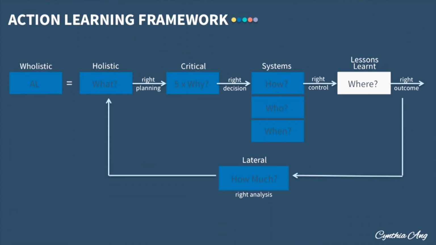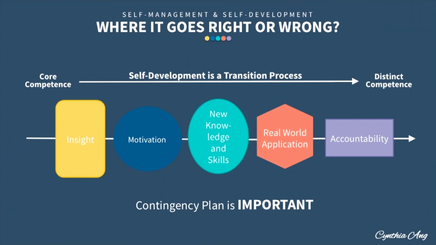Developing myself won't be that easy. This process can go either right or wrong, and every stage has the possibilities to go either right or wrong. Thus, it is important to have a contingency plan in every process to ensure the action plan.